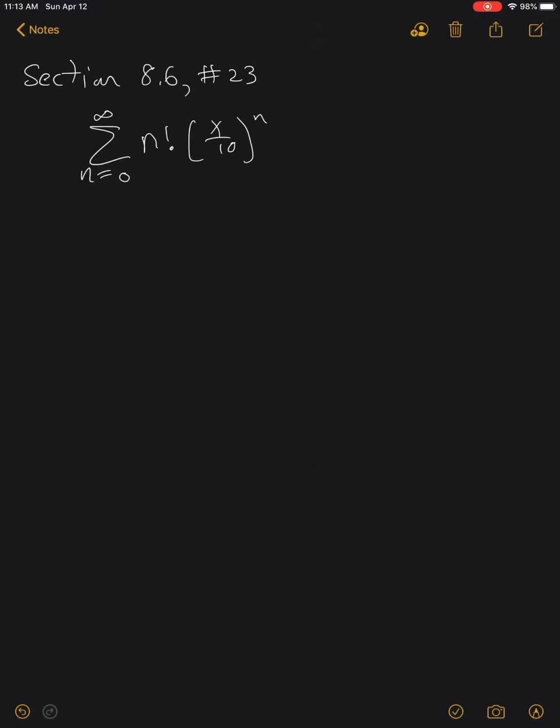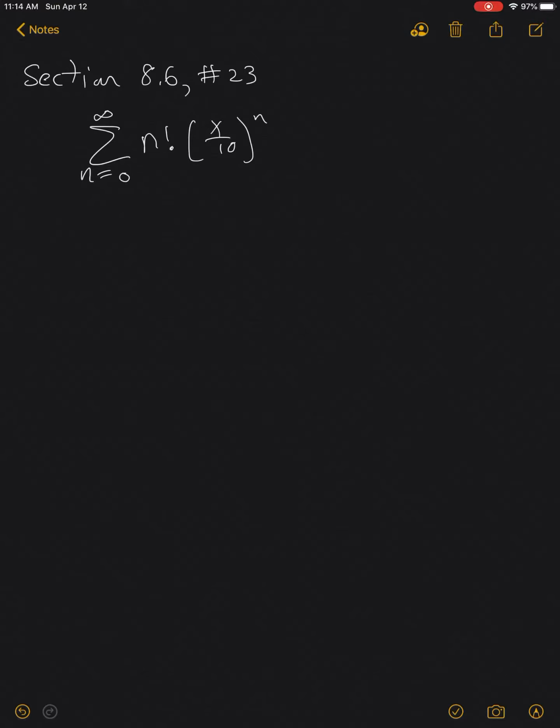Okay, section 8.6, exercise 23. Again, we're determining the interval of convergence for the given power series. In this case, we're looking at the sum from n equals 0 to infinity of n factorial times x over 10 to the n. We could jump right in and take a look at the ratio test and ask ourselves which values of x will yield a result in our ratio test implying convergence.